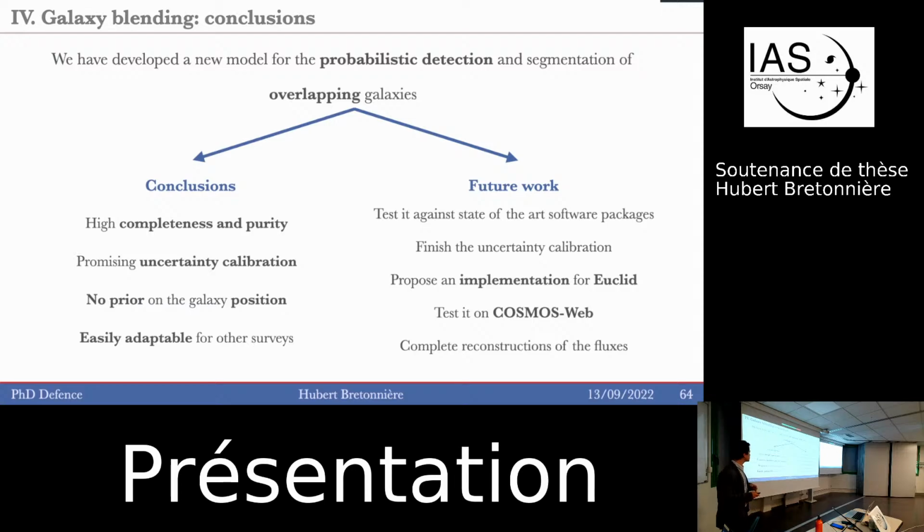We still have some work to do to quantify the results of this software. First, to test it against other software to see where we are. Finish the uncertainty calibration, because for now we have just shown that it looks to be correlated and it makes sense, but we need to clarify this. And we will try to propose an implementation for Euclid. And the really exciting next step is that we were contacted by the COSMOS-Web team to test our algorithm on real JWST data.